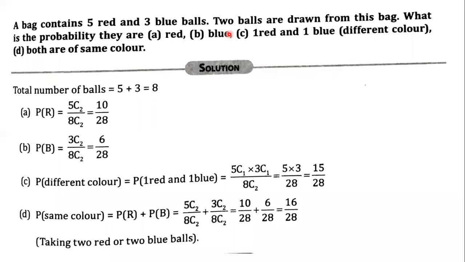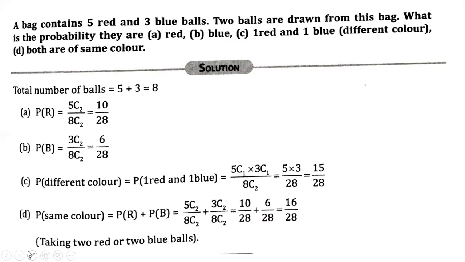Then 2 balls are drawn from this bag. Now in the previous question only 1 ball was drawn, but now 2 balls are drawn randomly. And they're asking us what is the probability of getting red balls when you pick the two. So whenever you take 2 balls randomly, what is the probability of getting 2 red balls directly? Okay, so this is easy because we have already solved a similar problem before.